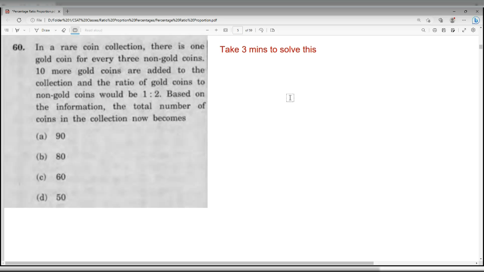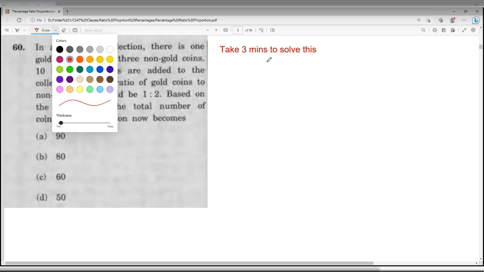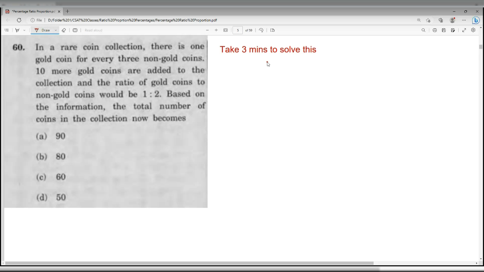So what they've asked is, in a rare coin collection, there is 1 gold coin for every 3 non-gold coins. 10 more gold coins are added to the collection, and the ratio of gold coins to the non-gold coins would be 1:2. Based on the information, the total number of coins in the collection now becomes. So what they're saying is, for every, let's take n as the number of non-gold coins.